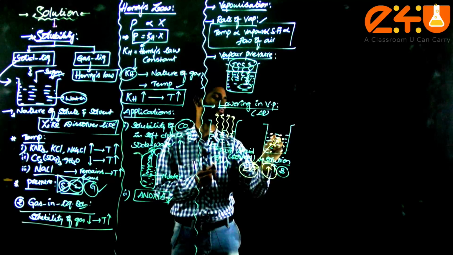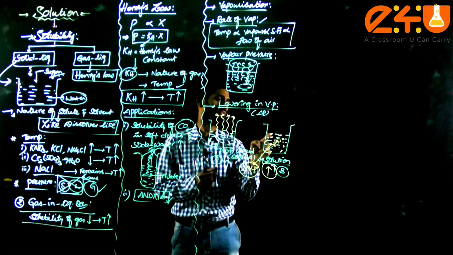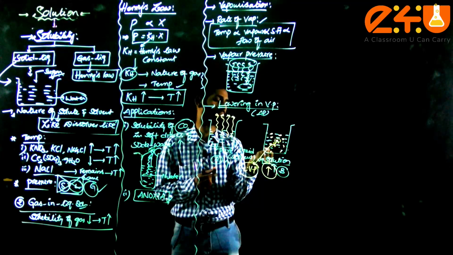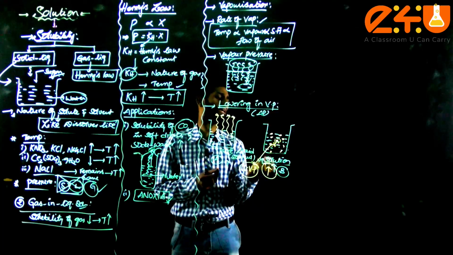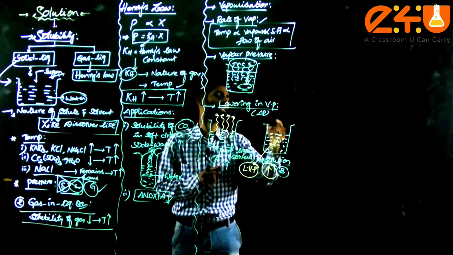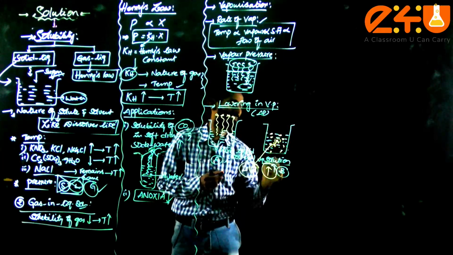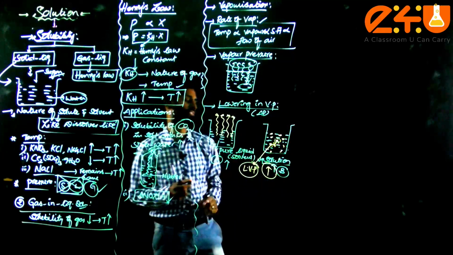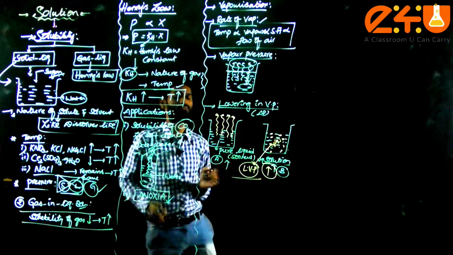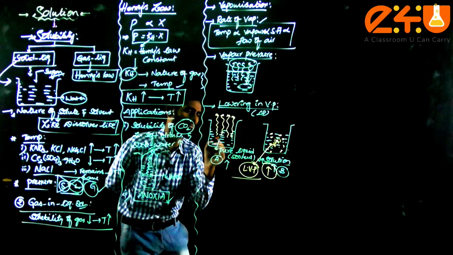Due to the presence of non-volatile solute particles in the solution, even after you increase the temperature, these solute particles completely hold the solvent molecules. These solute particles don't let the solvent particles evaporate. So the vapor pressure will decrease. That decrease in vapor pressure is known as lowering in vapor pressure. Very important, don't forget.